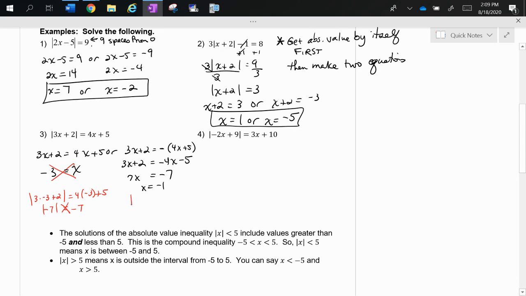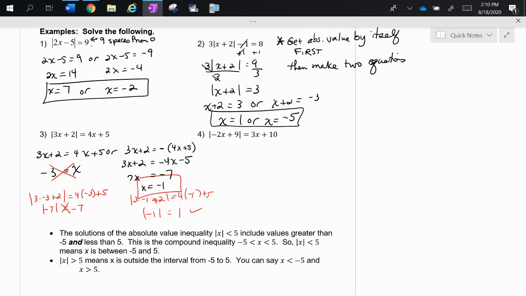And if I plug in negative 1: 3 times negative 1, plus 2, is equal to 4 times negative 1 plus 5. So that would be negative 3 plus 2, which would be negative 1, equals negative 4 plus 5, which is 1, and that is correct. So the only solution I have here would be negative 1.